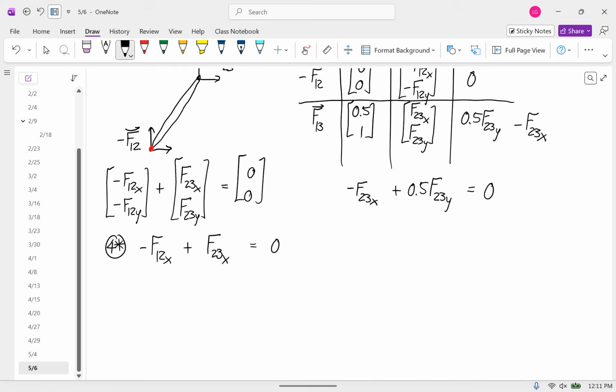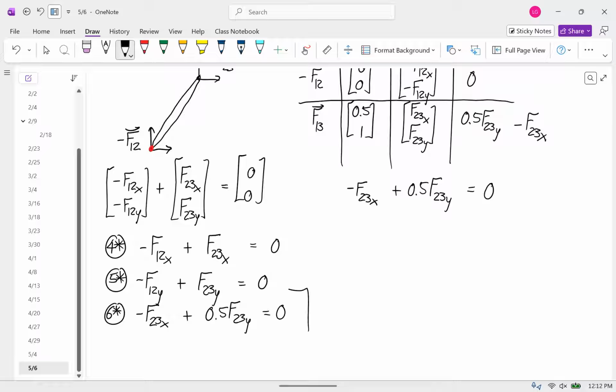5 star says negative F12y plus F23y is equal to 0. And 6 star says negative F23x plus 0.5 F23y is equal to 0. So now we have a total of 6 equations, but we still, if you add up the variables, there's too many. So we have to go to the third body.